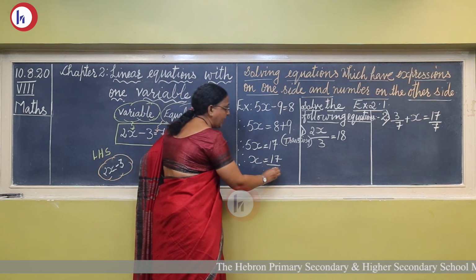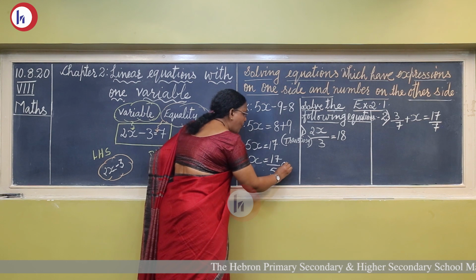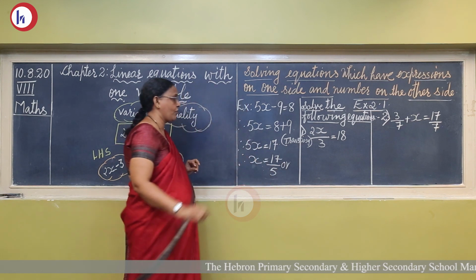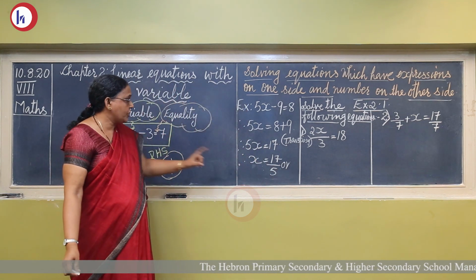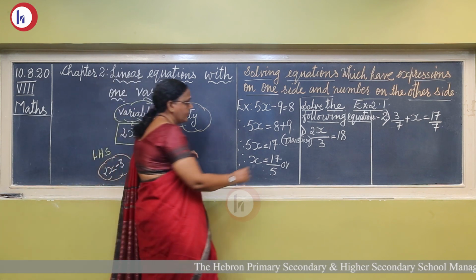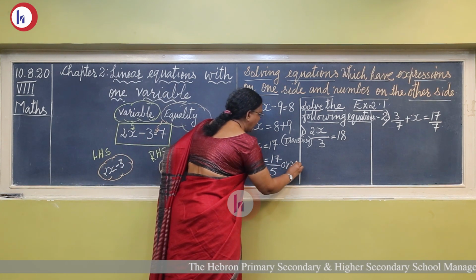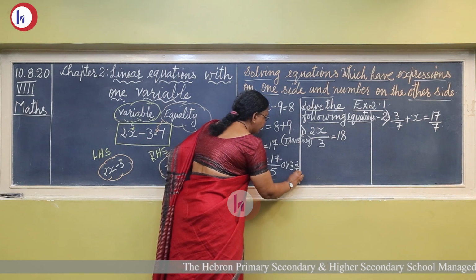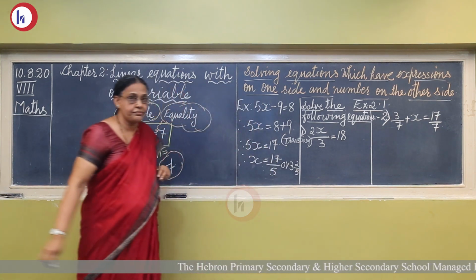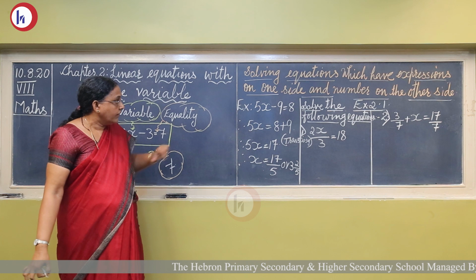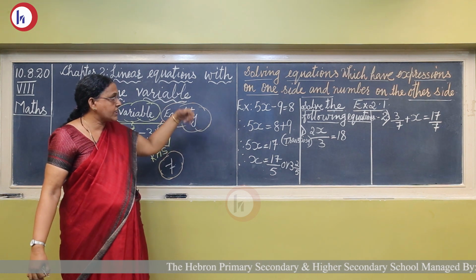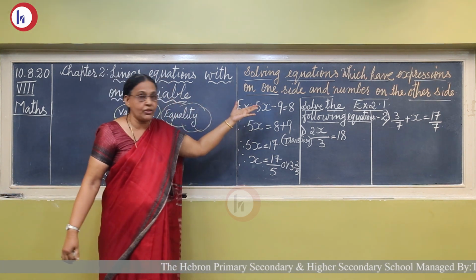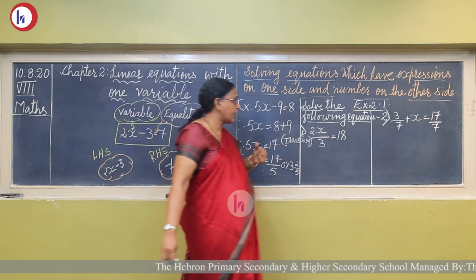If you want, you can write the answer in integer form also. That is, 3 fives are 15 and 2 remainder upon 5, so 3 integer 2 upon 5. So this is the example I am showing. Now let us start solving the following equations which are given in the exercise.